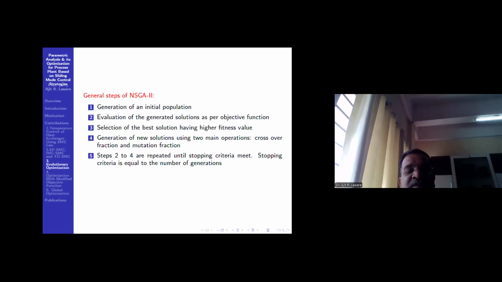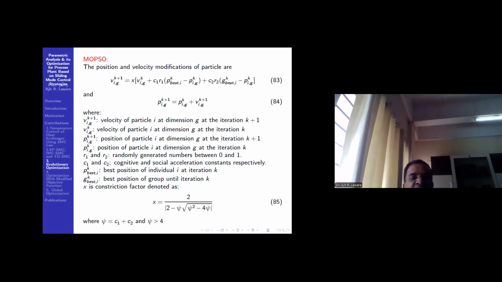Then comes the selection of the best solution having the higher fitness value. Whatever I am telling you is nothing but the NSGA2 general steps. The first solution gets compared with the second, and whatever the best solution is, again that is compared with the third one, the fourth one, and like that, finally the best solution is picked up. That's all. This is the MOPSO theory.